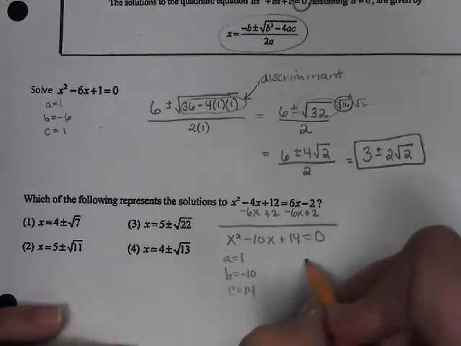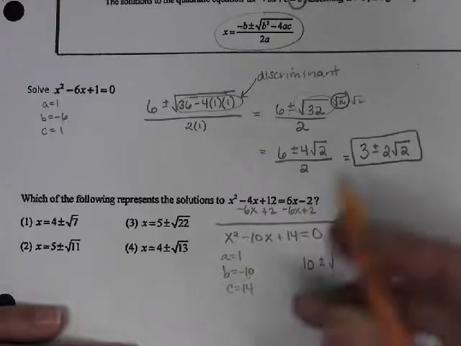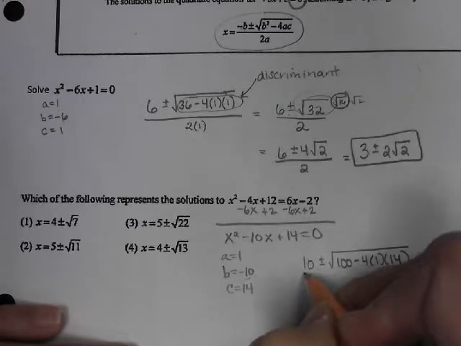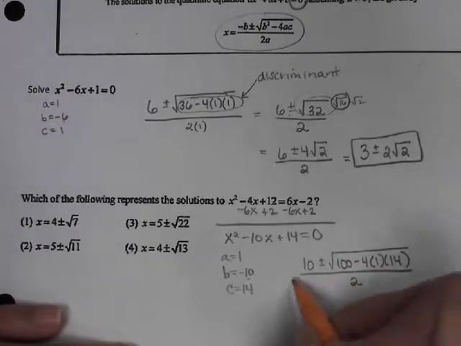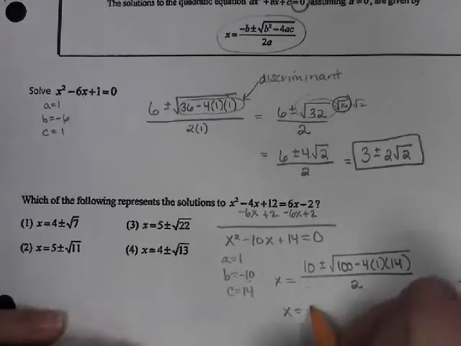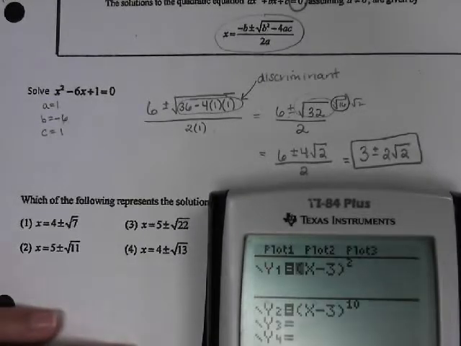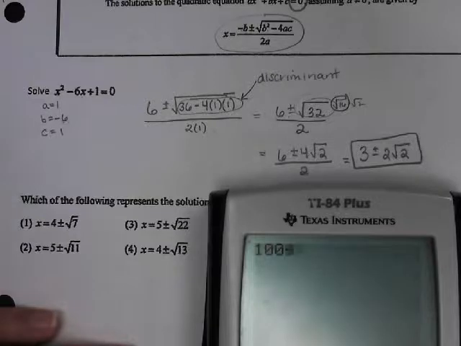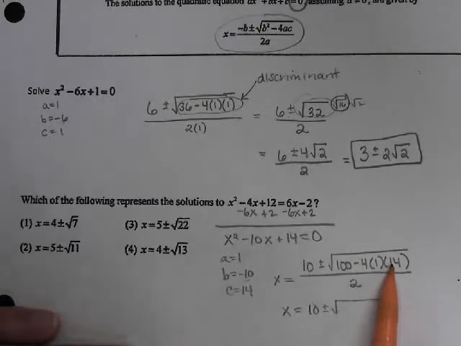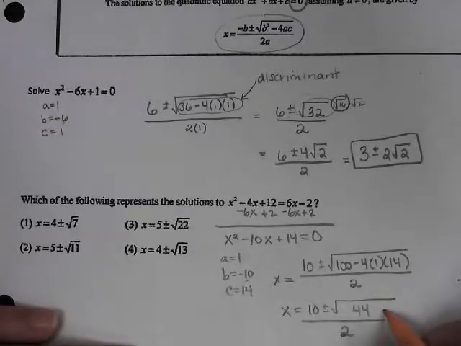So I go into my formula. The opposite of b is 10, plus or minus the square root. B squared in this case is 100, minus 4ac, all over 2 times a, which is just 2. So the x answer for this will equal 10 plus or minus the square root of. Now my discriminant, 100 minus 4 times 14 is 44. 100 minus 4 times 14 ends up being a discriminant of 44 all over 2.